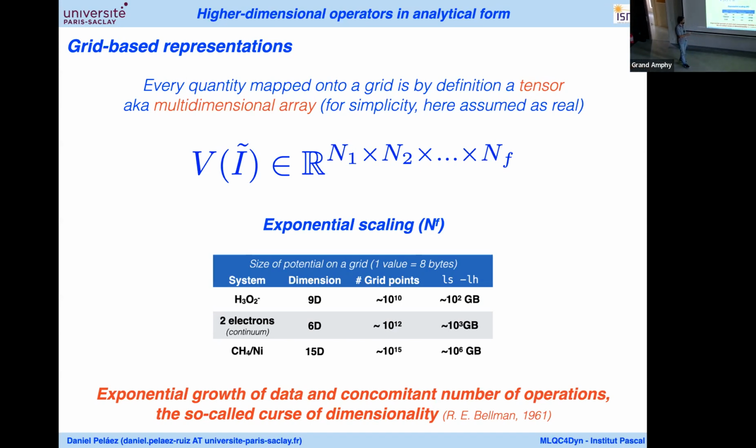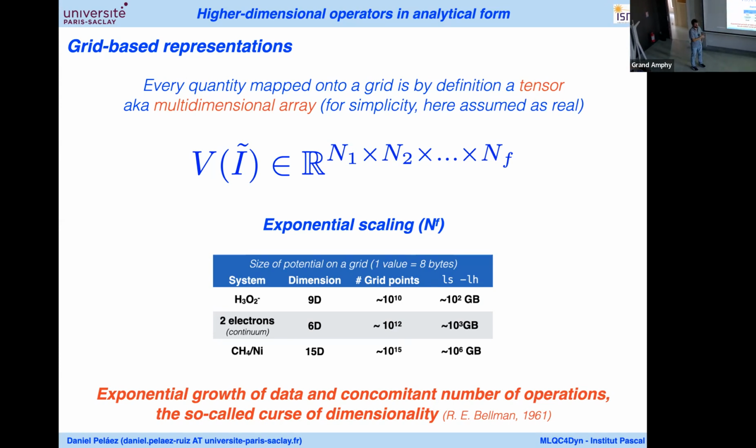Just to give you a couple of examples on which we are working or we worked already. So we've got this B hydroxide molecule, which is a 5-atom system, 9 degrees of freedom. And then you need typically of the order 10 to the power of 10 grid points. If you do LS minus LH, you end up having this size of potential, typically over the hundreds of gigabytes.